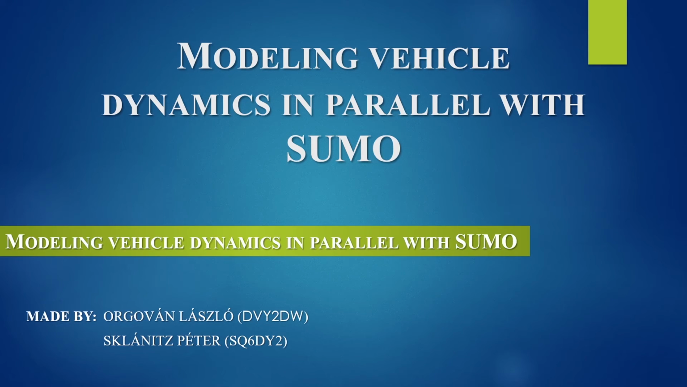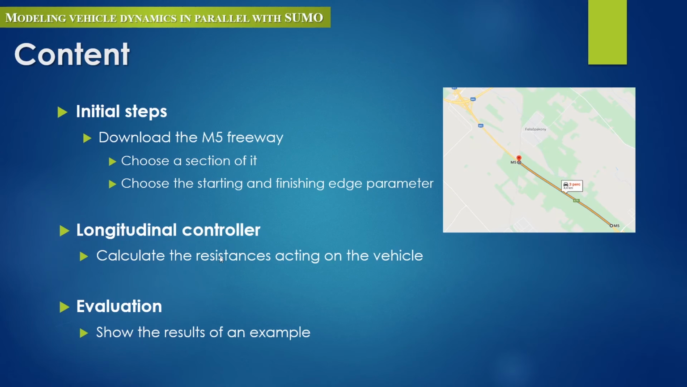So, welcome everyone. Our homework was to use MATLAB's vehicle dynamics model and make a parallel simulation with SUMO. The initial steps were to create or download the freeway, and we chose the M5 freeway, more precisely a section of it, which can be seen in the picture. The distance is about 4.5 kilometers long between the starting and the finishing edge.